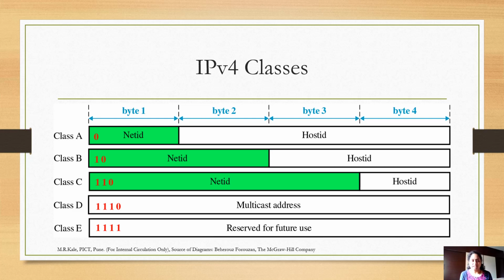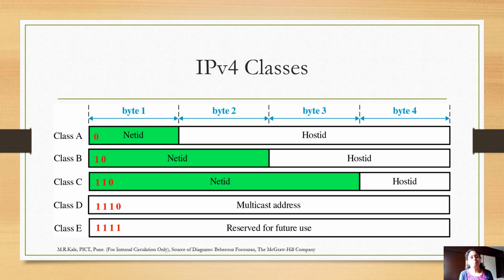Now why do we need classes? We saw the examples of two organizations. In one organization, 6 hosts were there, and in the second organization, 1000 hosts were there. Now let us have a look at the diagram on your screens, and then we will come back to the same example. There are 5 classes, class A, B, C, D and E, out of which class A, B and C are operating classes, whereas class D IP addresses are used for multicasting.